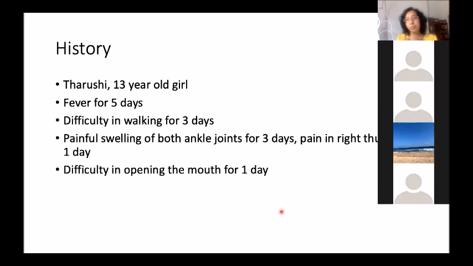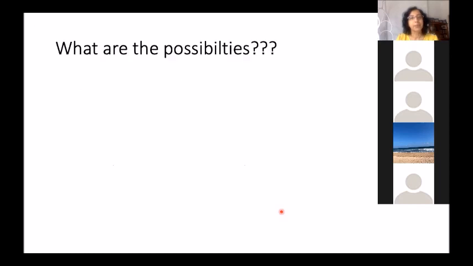Right, so this is a previously well child, right? She never had any joint problems. So this is the first time she is coming to the hospital. So any other thoughts that this could be? Okay. Right. So from the possibilities point of view, this could be a reactive arthritis, which is usually a post-infective phenomenon.